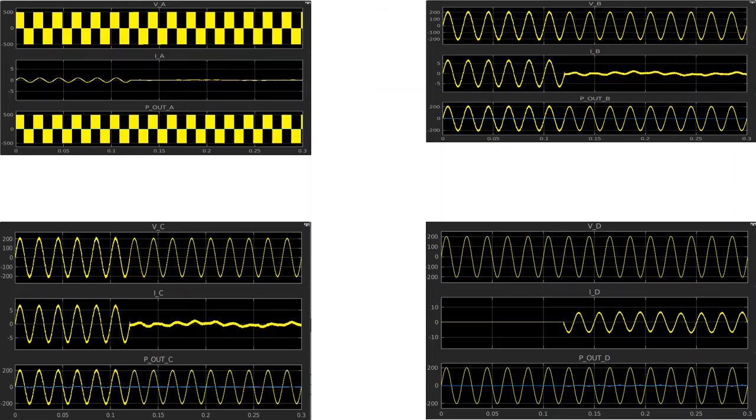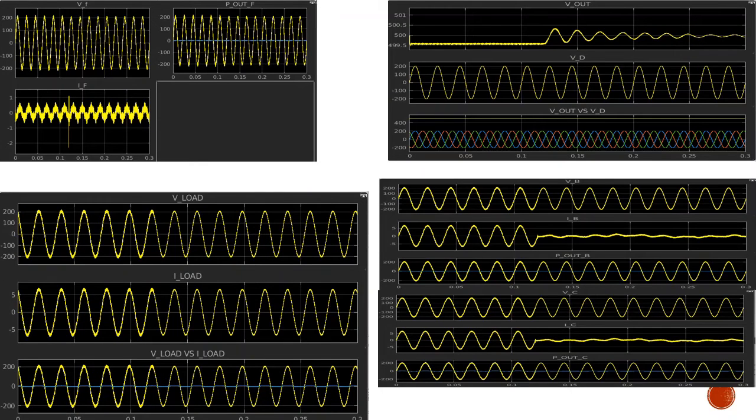From the simulation, we can notice that the voltage at points A, B, C, and D are the same, and there is no power loss. From the simulation, if we notice the V out versus the VD graph, it is proven that the current flowing in the circuit is in the reverse direction, which is out of phase. It is shown where the voltage is in the positive region and the current is flowing in the negative region.